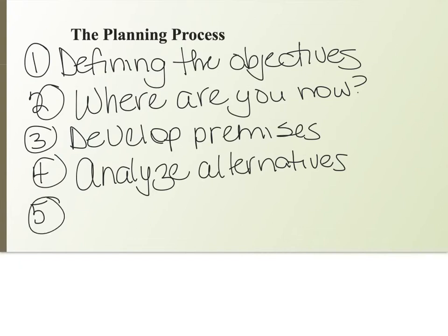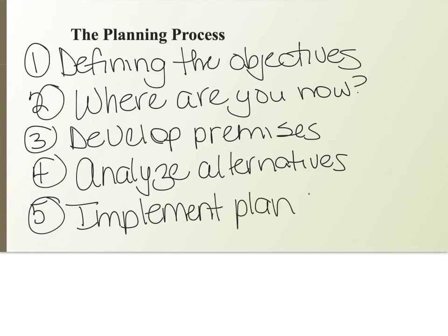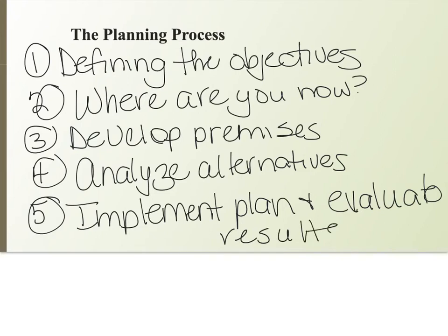Finally, reach step 5, and that involves implementing the plan and evaluating the results. Take action and measure your progress towards the objective. Do what the plan requires. And figure out, did you get there or did you miss the mark along the way? Take corrective action and revise plans as needed.